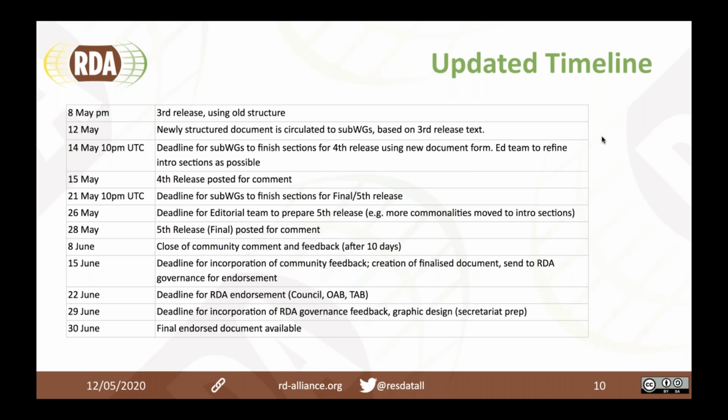And then the deadline for the sub-working groups to finish sections for the 5th release is on the 21st of May. And then there's a series of other deadlines in there for there to be editorial work, releasing it for comments. So we have a 10-day comment period that we intend to close on the 8th of June. And then we've worked in some time there to incorporate that community feedback, finalize the document, send it to the RDA groups for endorsement, etc. And what this brings us to is a release of the final endorsed document on the 30th of June.